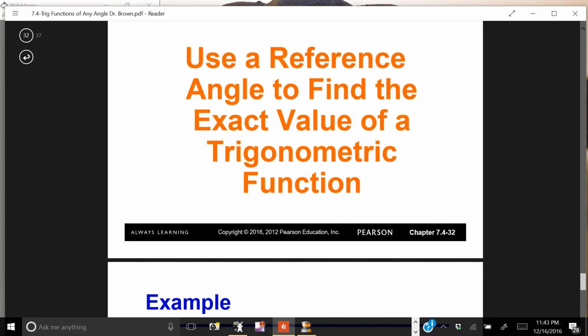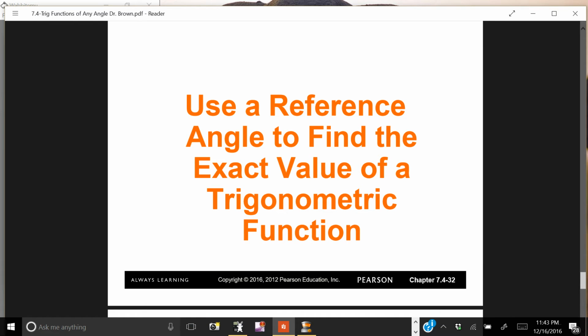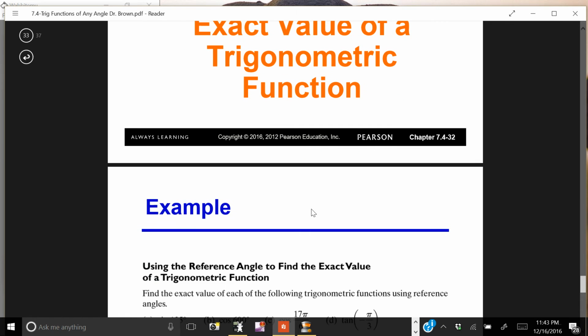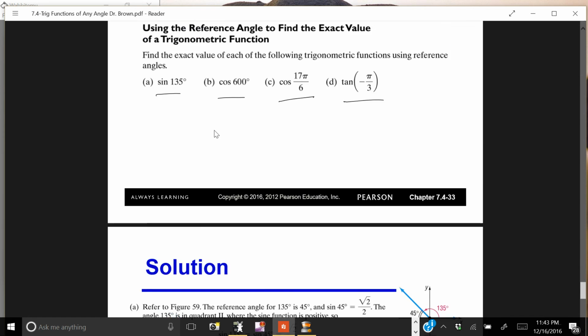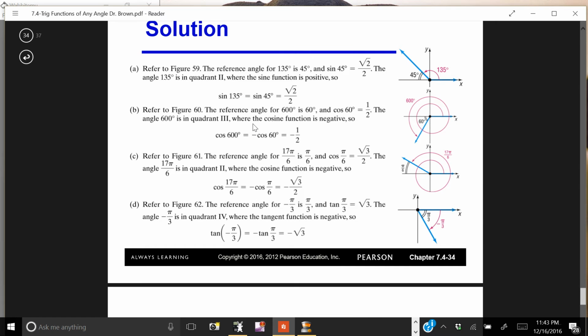Now we're going to show how to use a reference angle to find the exact value of a trigonometric function. We're also going to show that you can do it with your calculator. Here we're going to find sine of 135, cosine of 600, cosine of 17 pi over 6, and tangent of minus pi over 3. Let's look at each example.